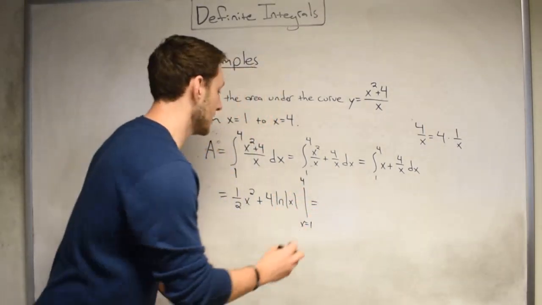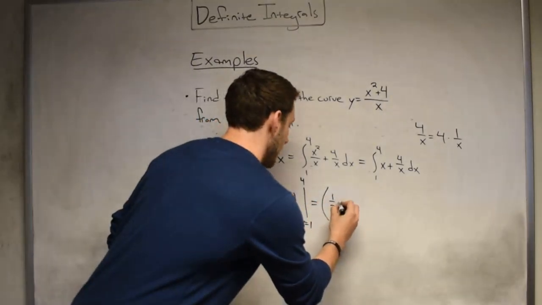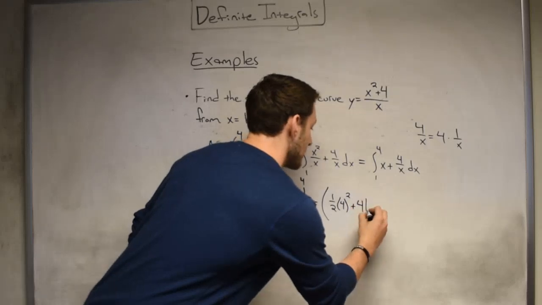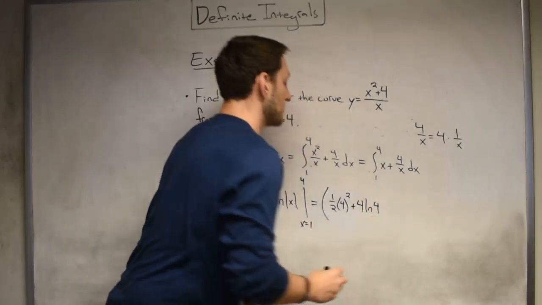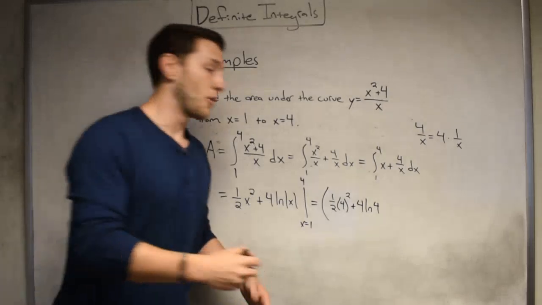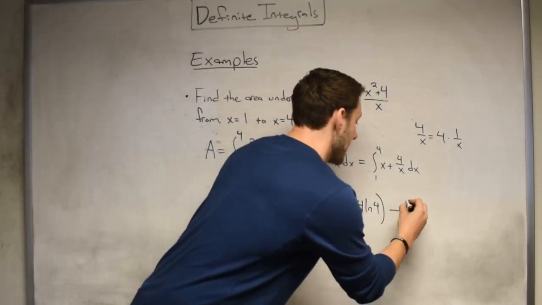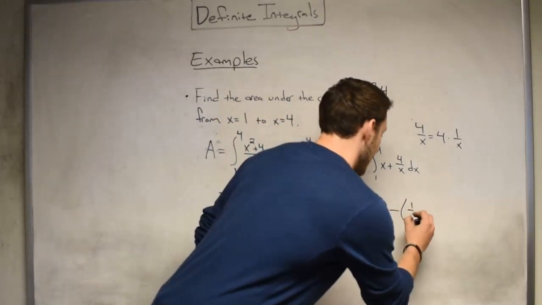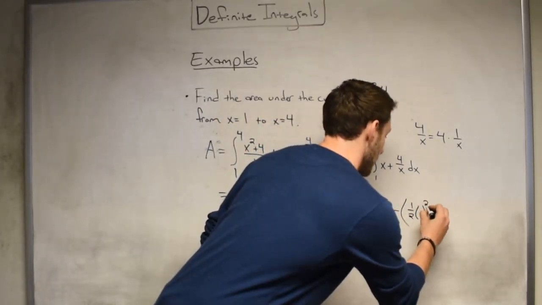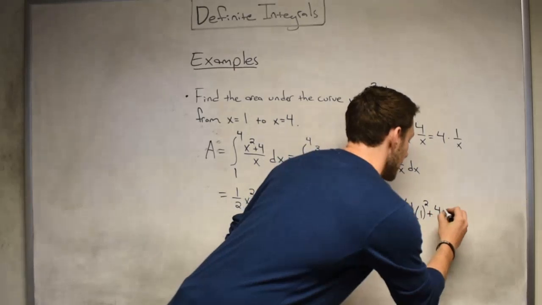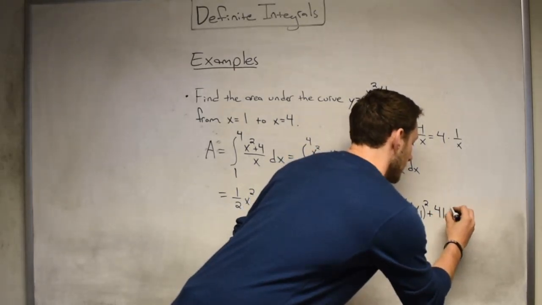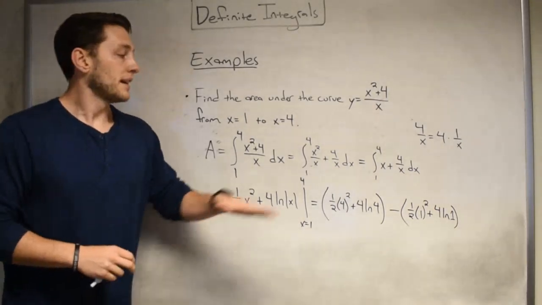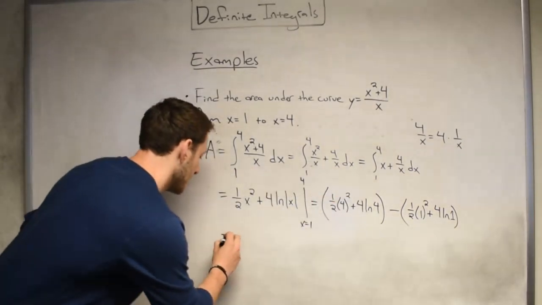Plug in your top number, 1/2 times 4 squared plus 4 times the natural log of 4. I'm dropping the absolute value bars because 4 is positive, minus this with your bottom number plugged in: 1/2 times 1 squared plus 4 times the natural log of 1. Now all you have to do to complete the problem is simplify.